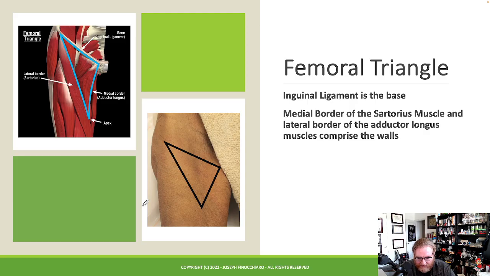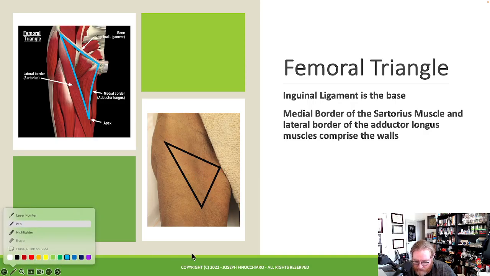Now, here's what I was talking about. The femoral triangle: the inguinal ligament serves as the base. The inguinal ligament basically runs the entire margin of the hip. Then you have the medial border of the sartorius muscle, and then the lateral border of the adductor longus. So remember what I said: I am looking for this depression right there. Do you see that? There is a depression right there in the center of that triangle. I'm going to highlight it again.